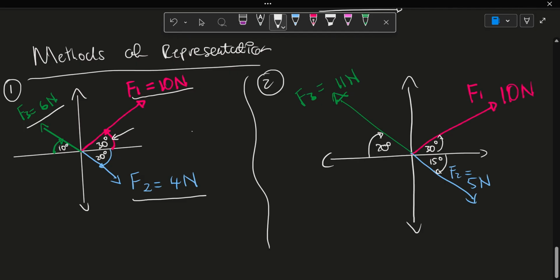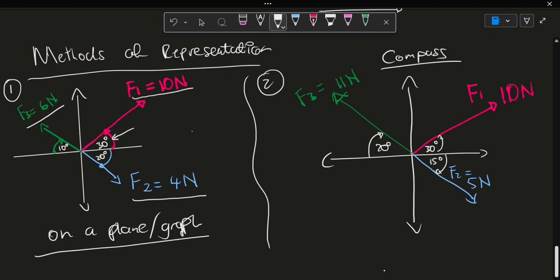Now this is what we call the compass. And we call this first one on a plane, or on a graph.